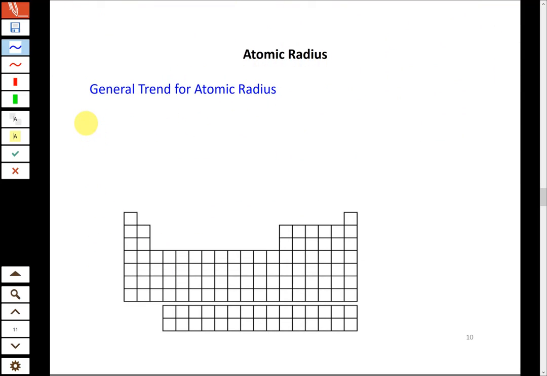So let's just think about it a little bit. What do we think happens? So in the periodic table, a group is a column and a period is a row. But let's just use column and row for now. So if we go down a column in the periodic table, which we call a group of the periodic table, let's think about what happens.